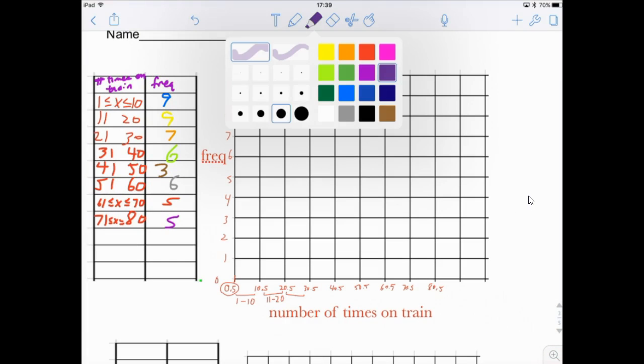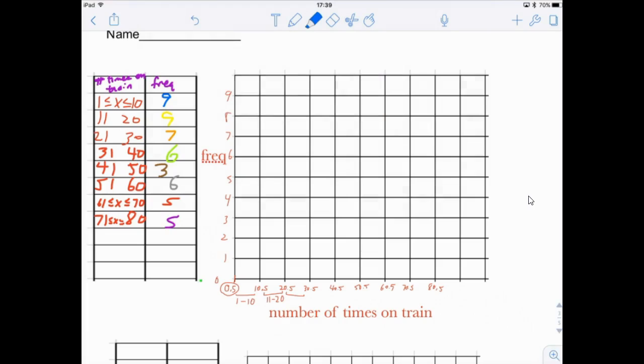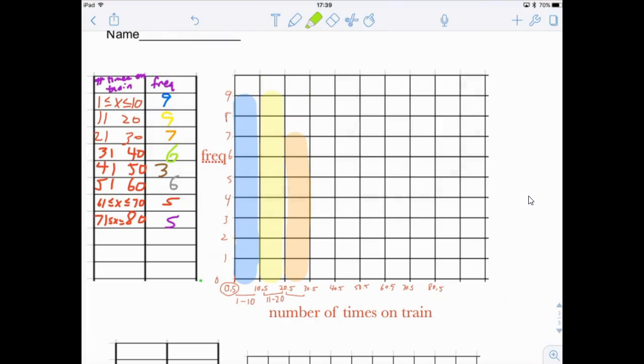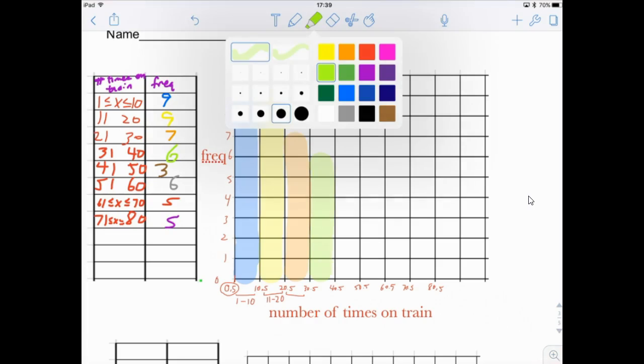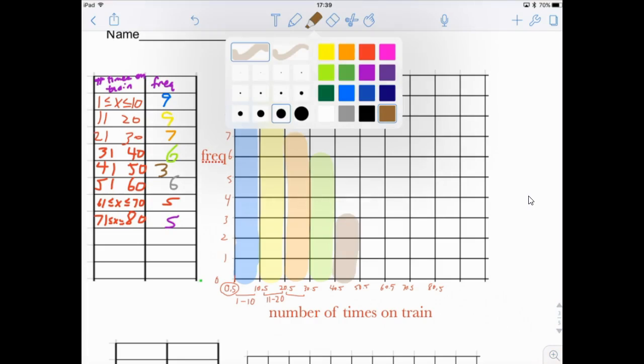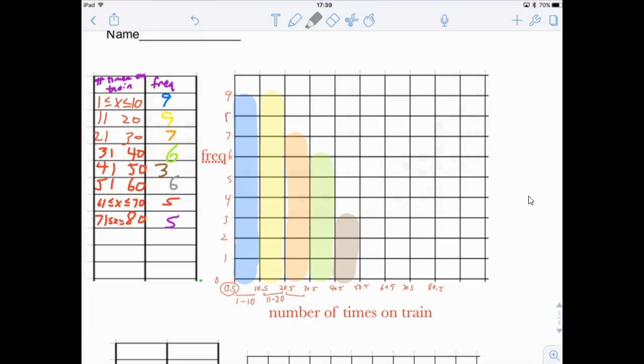So the first bar is going to be 9, right? And that's here. The next bar is going to be 11. It's going to be 9 also. Of course, you don't need to mark these colored. I'm just doing it to show you which one corresponds to what. And then 6, 3, and you might have chosen a different interval size. You might have chosen an interval size of 8 or something, and that's okay.